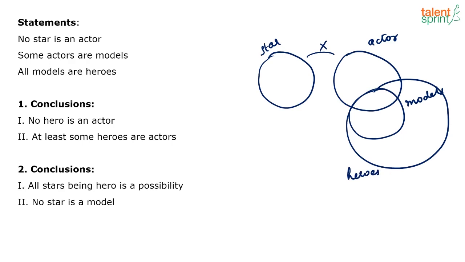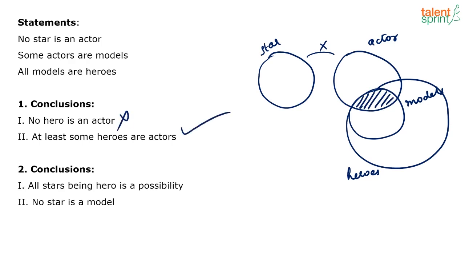Now, first conclusion. I always tell you, please check the diagram once and do. See, for example, in this question, if you see both the conclusions: no hero is an actor, at least some heroes are actors. Here you should not say that it is a complementary pair, where either this will be true or this will be true. You cannot take it like that. Why? Because very clearly in this question you can see that some heroes are actors. You can say this in the basic diagram itself. So this is definitely false.